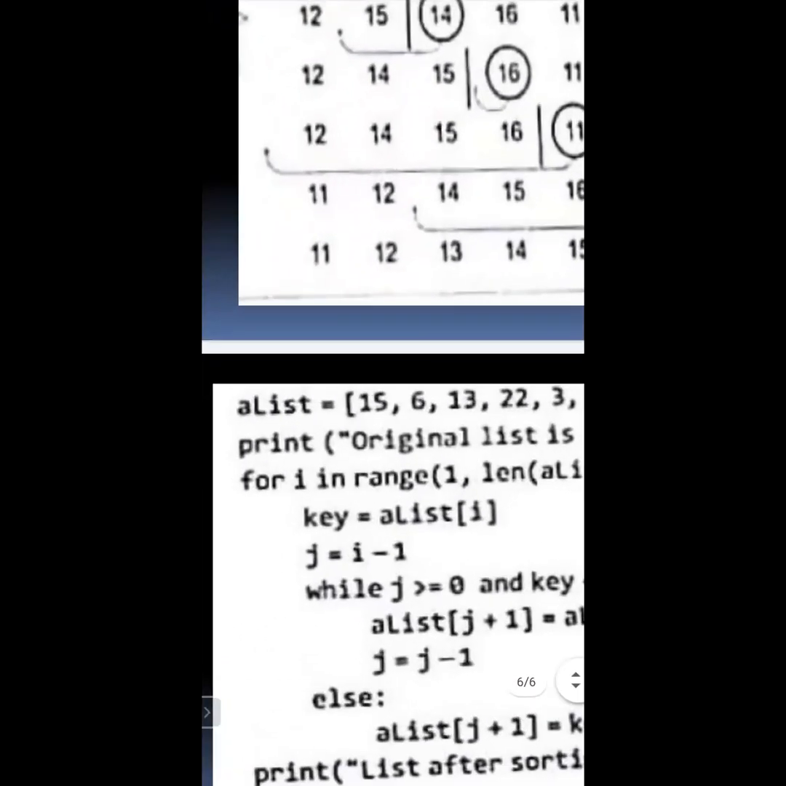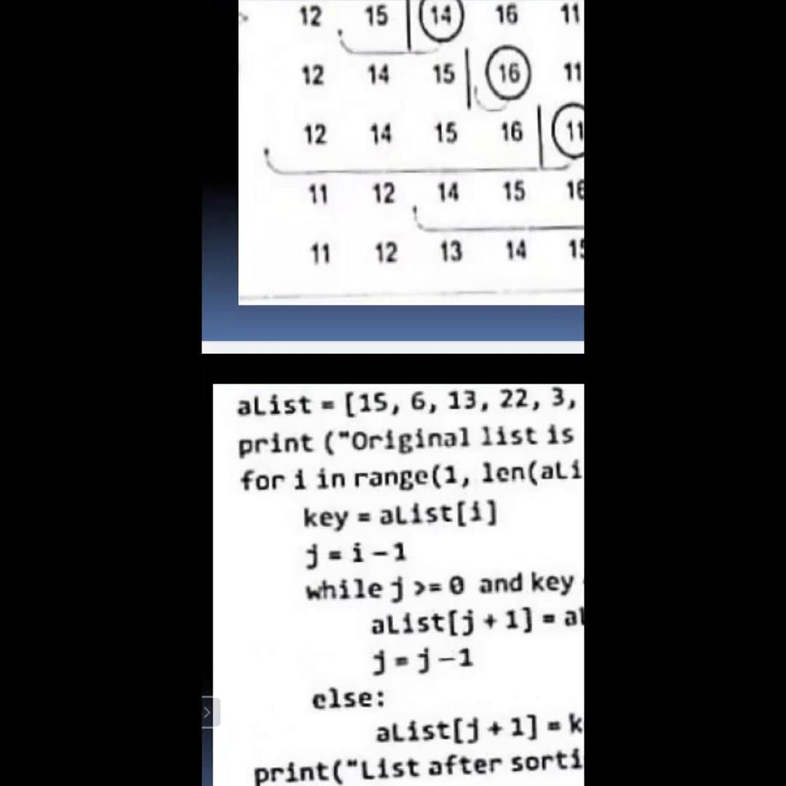Good. Then again you can see j equals j minus 1. The j value was 0, and 0 minus 1 is minus 1, so the loop will stop. The else part won't execute because the while loop is not completed. Then it will check the next element, that is 13. 13 will be compared to 6. Condition true or false? False. 13 is the greater number, so it will be false.